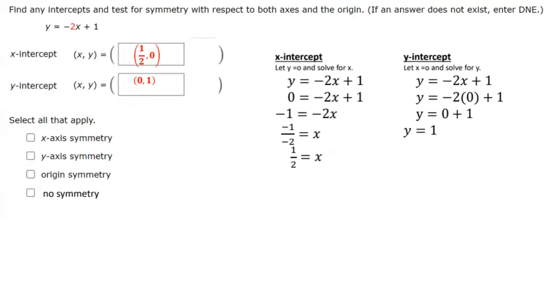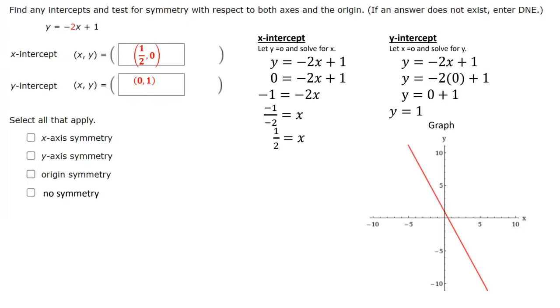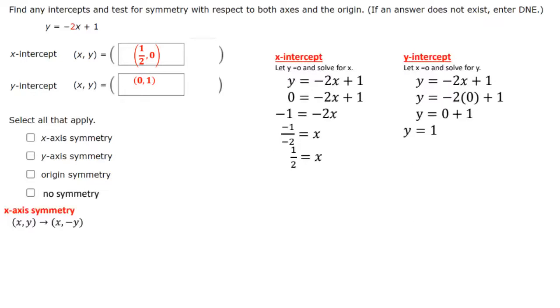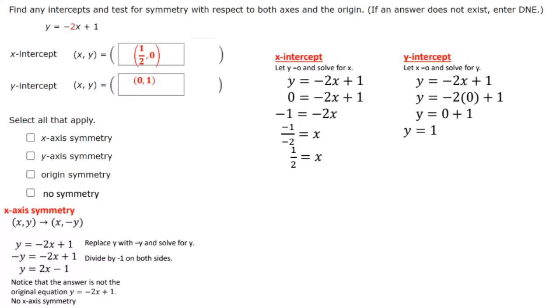Now we can review testing for symmetry. To test for symmetry, we can graph it. We know that this is a line, but when we're testing for symmetry, we want to check for the x-axis symmetry. We replace the y value with the negative, and if we still get the same equation, then it has that type of symmetry. Let's replace the y with a negative y. When we do that, we get a different equation altogether. So this equation does not have x-axis symmetry.